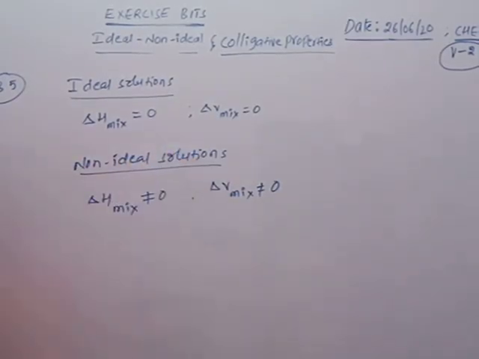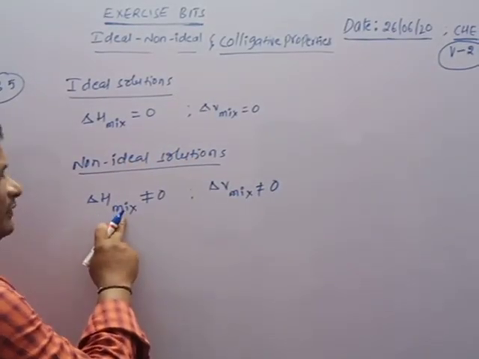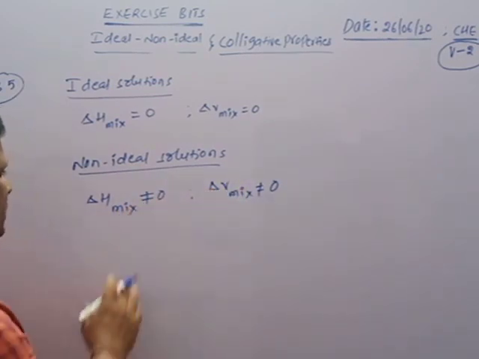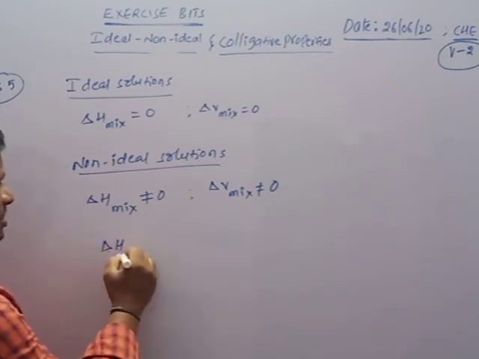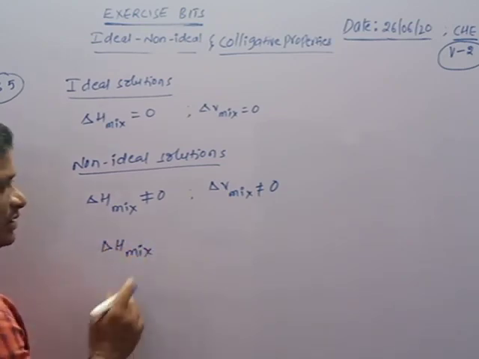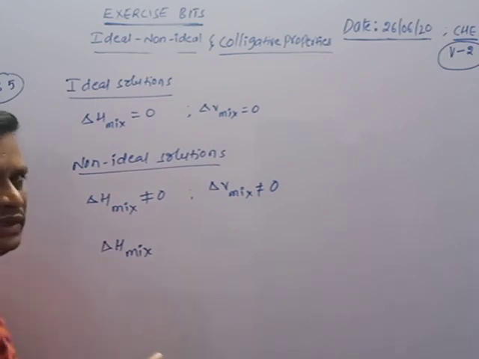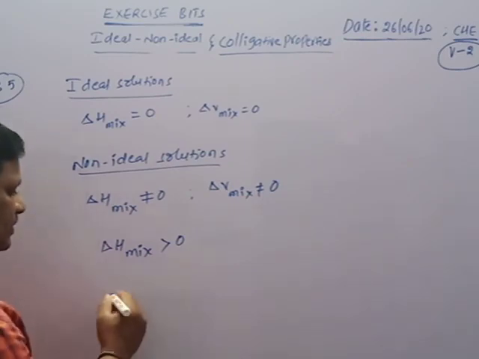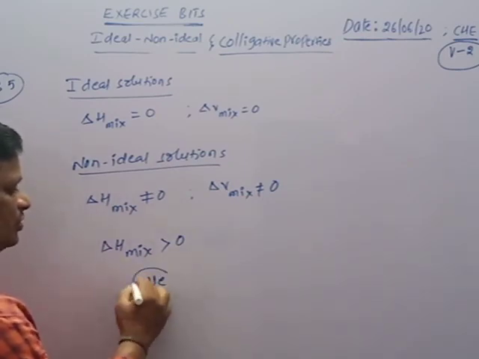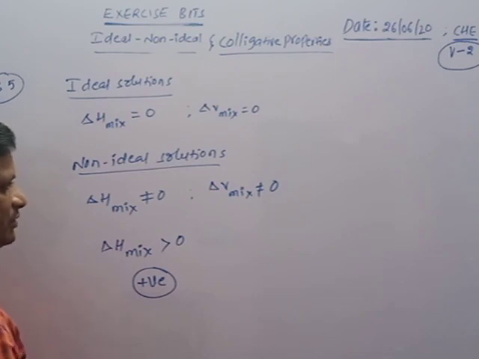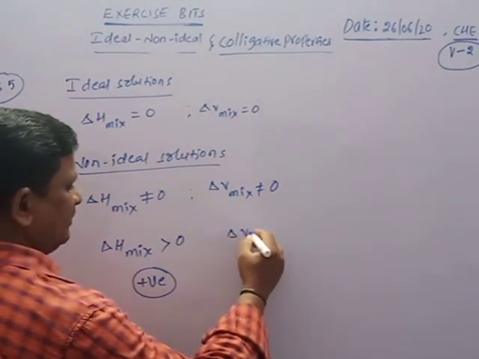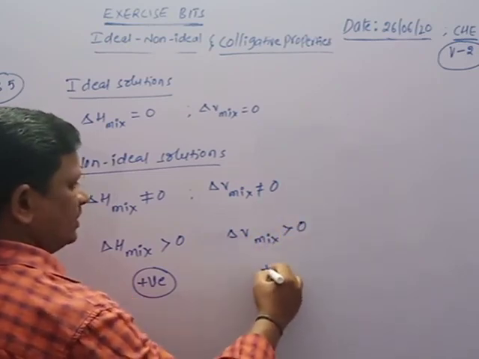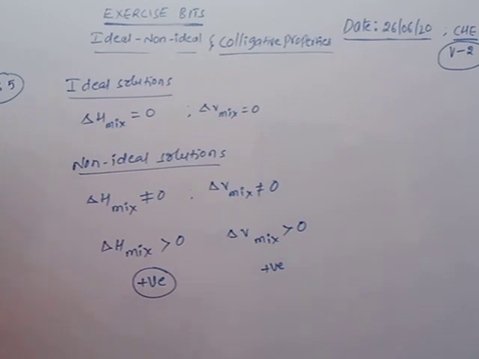So the non-ideal solutions: change in enthalpy not equal to 0, change in volume of the mixture not equal to 0. It means delta H mixture not equal to 0, meaning less than 0 or greater than 0. If it is greater than 0, the solutions show positive deviation. Same as delta V mixture greater than 0, then the solutions show positive deviation.